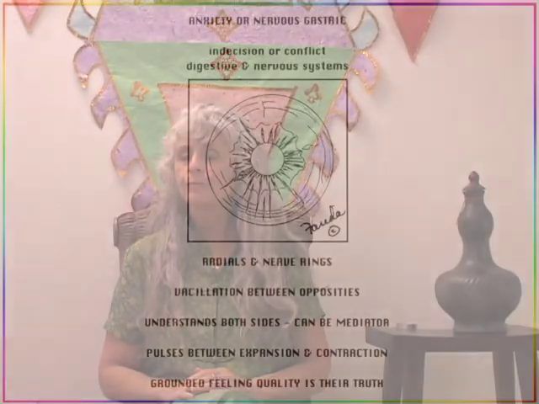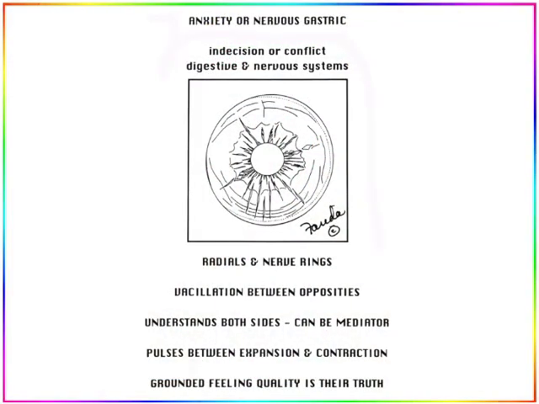Next one. Anxiety, nervous gastric, nervous digestive. Maybe yes, maybe no. So many people. One time when I was teaching in Malaysia, there were 45 of these people in the room, and about 7 of other types.